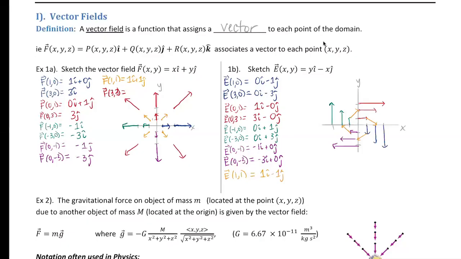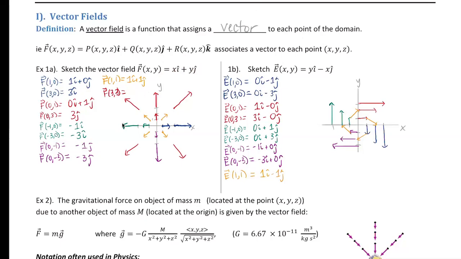Okay, and before we move on, I want to point out this vector field in example 1a. This is going to come up quite a bit. So I want you to notice the properties of it, where the i component is just x, the j component is y. And I want us to picture what would happen if we extend this in 3D.